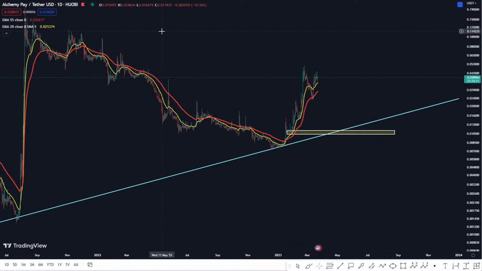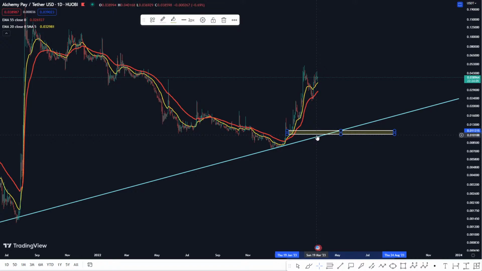All right, back to Alchemy. So anywhere between 0.0115 cents down to 0.010 cents, that's going to be a great entry. But like I said, that's not very likely. So what we should be doing is taking a look at this uptrend, and we want to see where the support and resistance levels are.